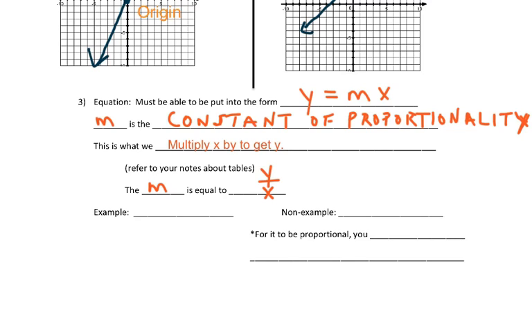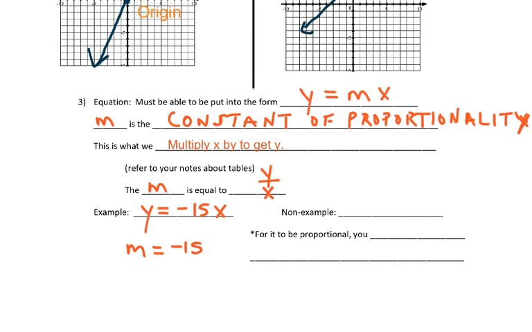So an example of an equation that is a proportional relationship would be y equals negative 15x. We always multiply x by negative 15 to get the y. So we would say that the constant of proportionality, which we call m, is negative 15. So this example, y equals negative 15x, is an example of a proportional relationship.